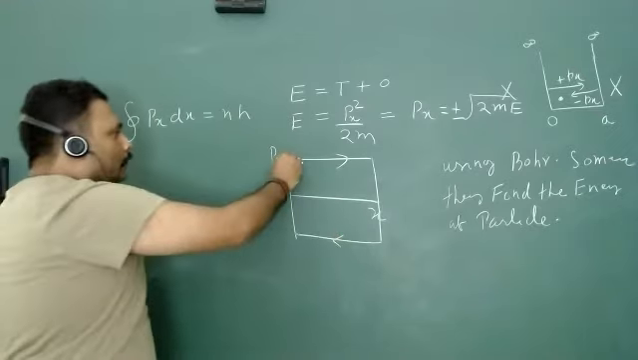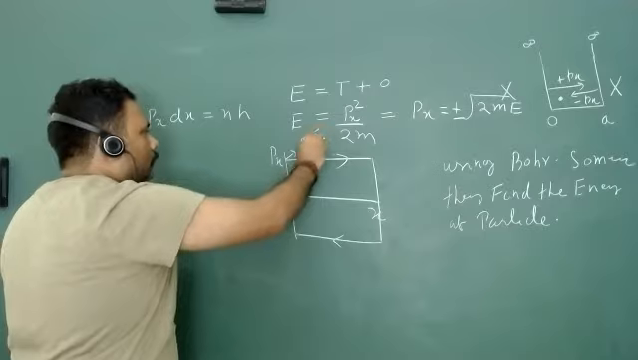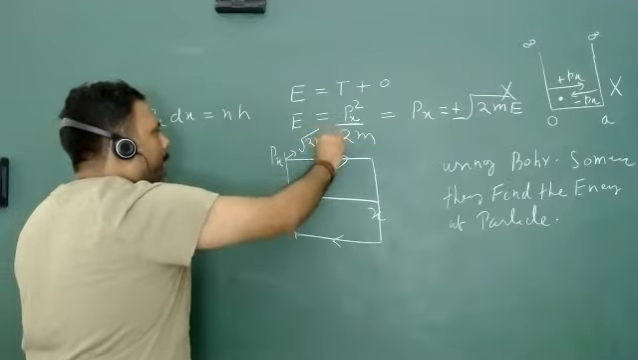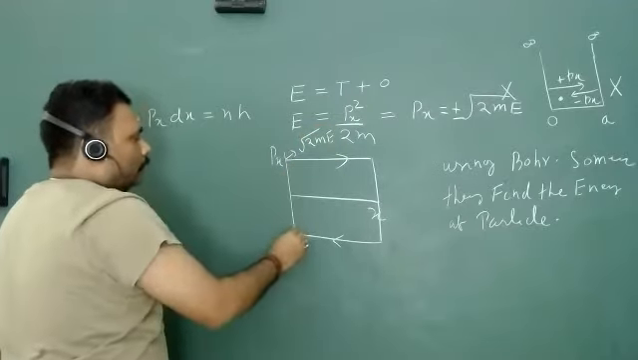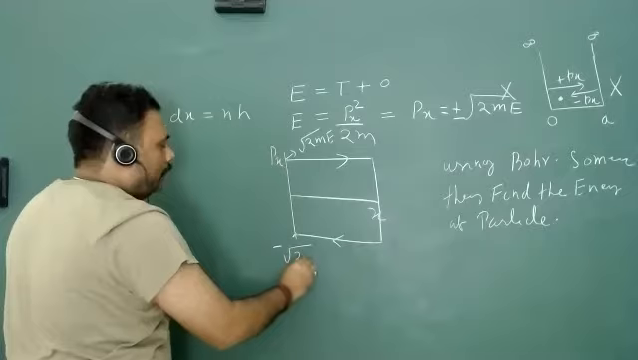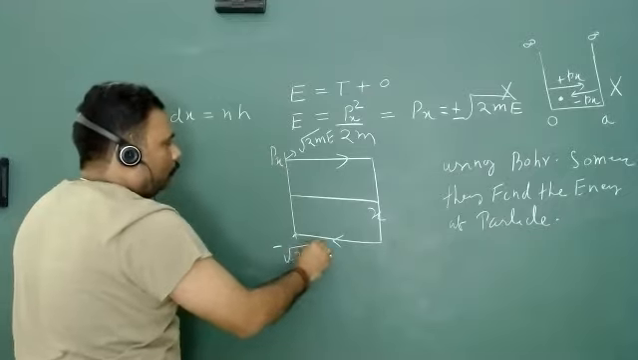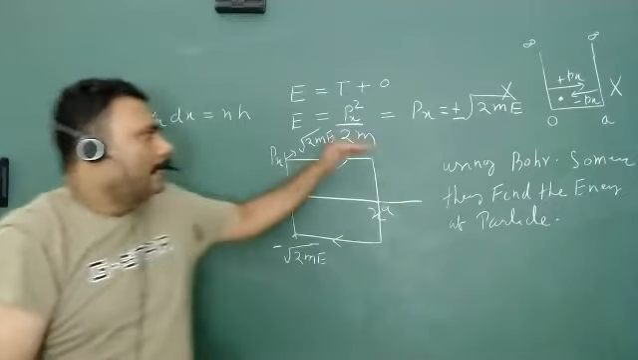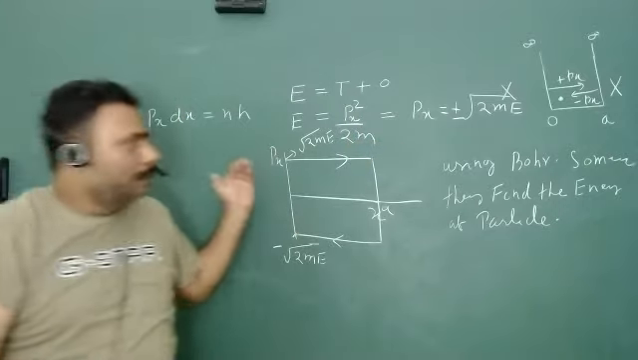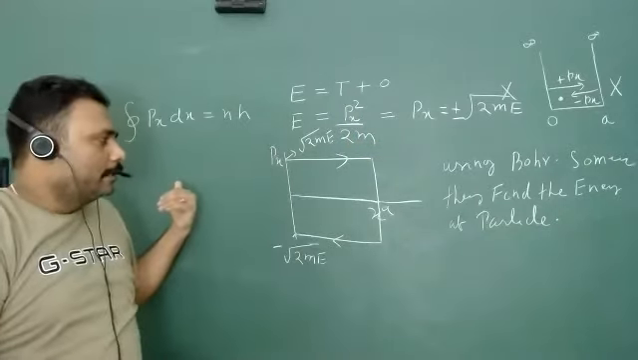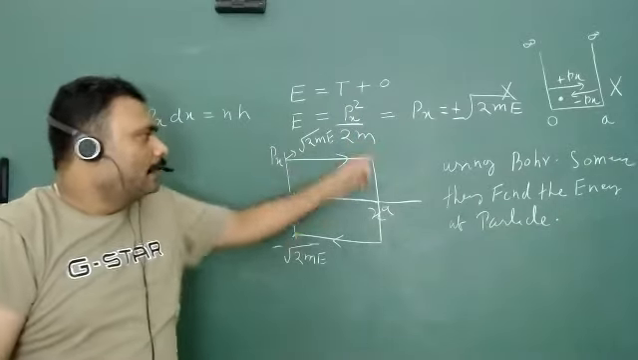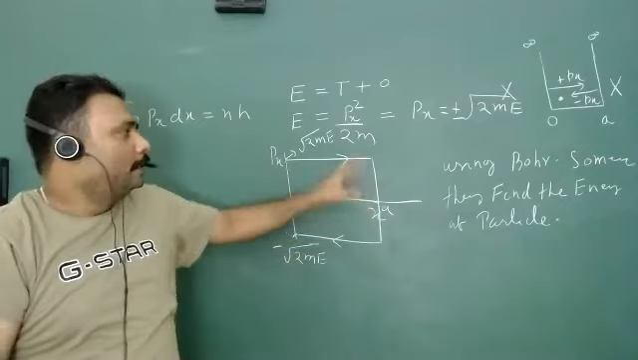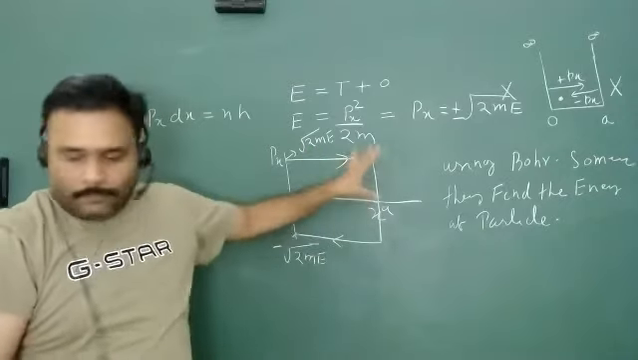So what is this particular value? This value is equal to root 2mE. And this value is equal to minus root 2mE. At x is equal to a, the particle will collide and just come back. So what will be the change in momentum? The change in momentum is equal to 2 times the momentum, isn't it?